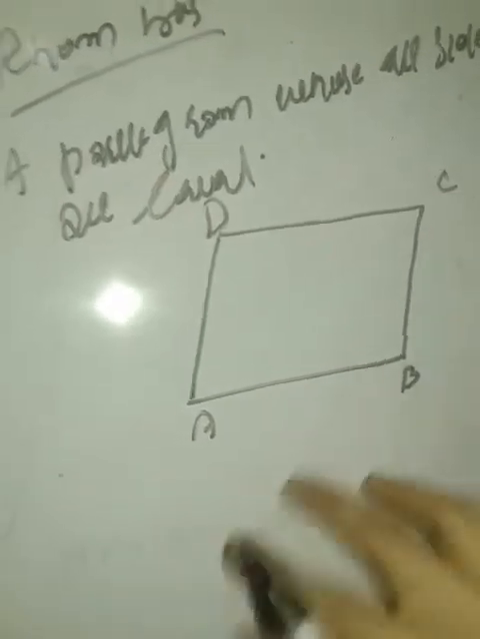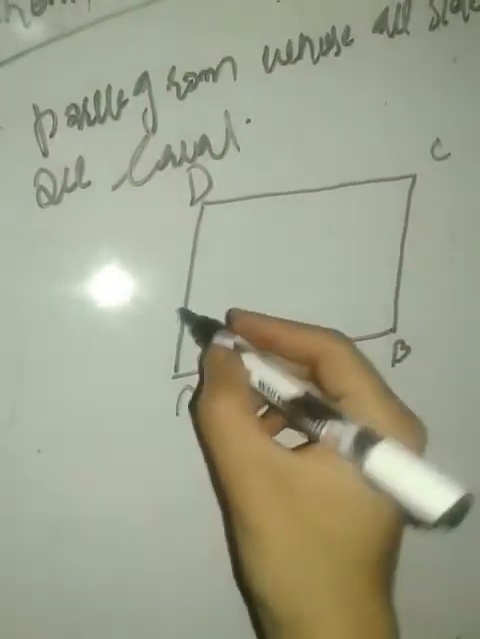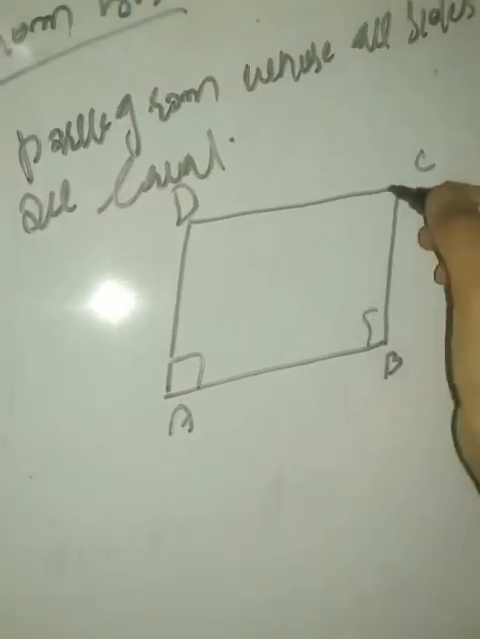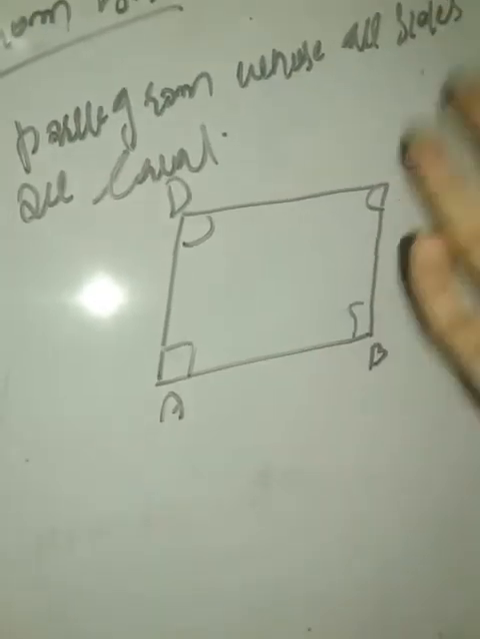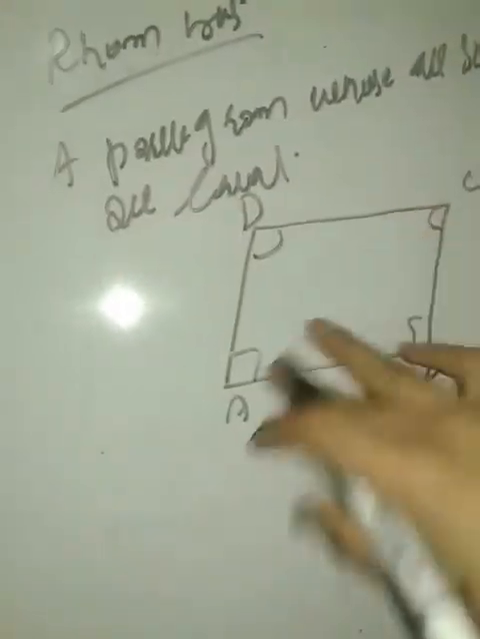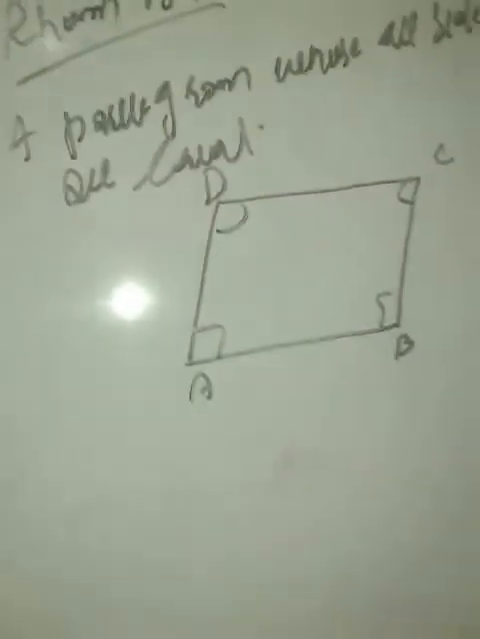In the square, all sides are equal and each angle is 90. But in case of a rhombus, it is not necessary that each angle should be 90. So we can conclude that every square is a rhombus, but every rhombus is not a square.